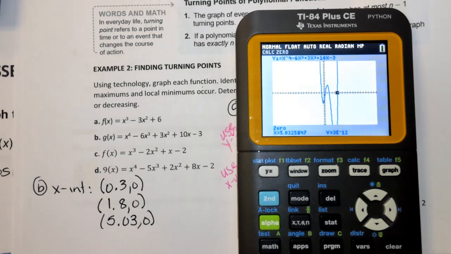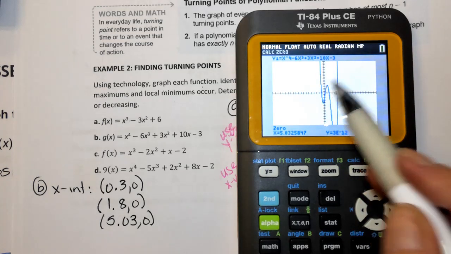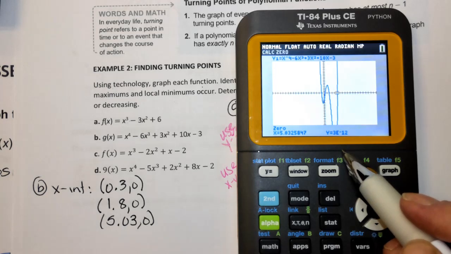All right, now we need the local maximum and the local minimums. All right, we have a local minimum here, we have a max there, and we have a local minimum there as well.